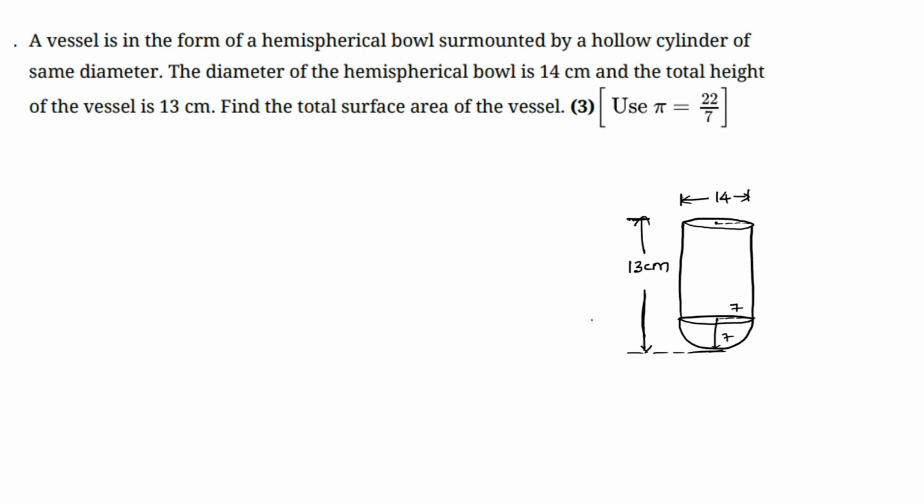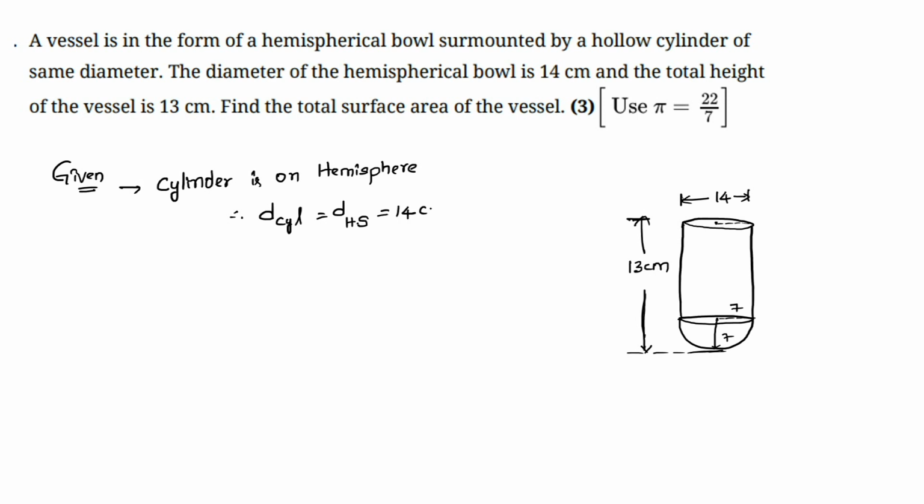Okay, now given first condition, cylinder is on hemisphere, therefore diameter of cylinder is equal to diameter of hemisphere, that is equal to 14 centimeter. Therefore common radius is equal to 7 centimeter. Okay, now we'll write dimensions of cylinder.